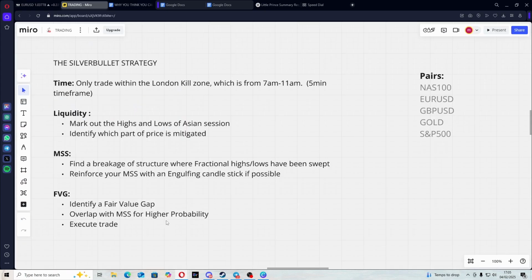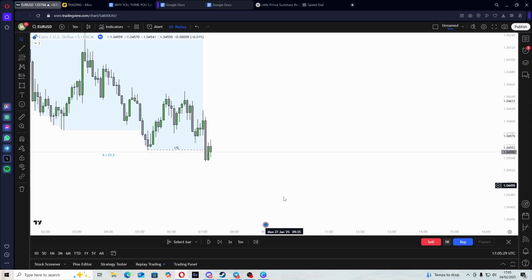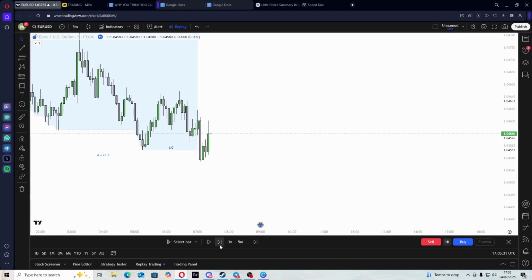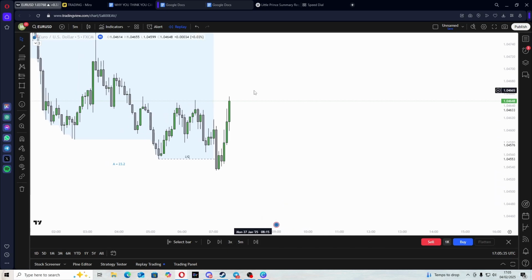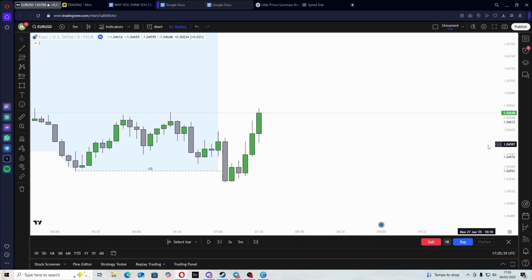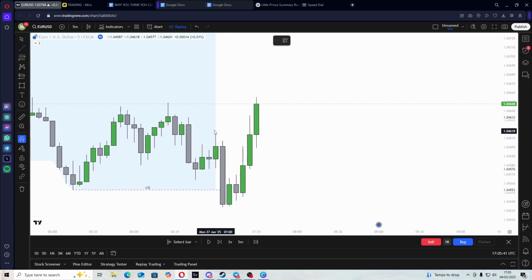Now, all we need to do from now is find a breakage of structure where fractional highs or lows have been swept, and we can reinforce this with a market structure shift. So we need a fractional high or fractional low to completely be swept. Okay, so you can see I played price forward a few ticks there, and you can see a fractional high that's right here.